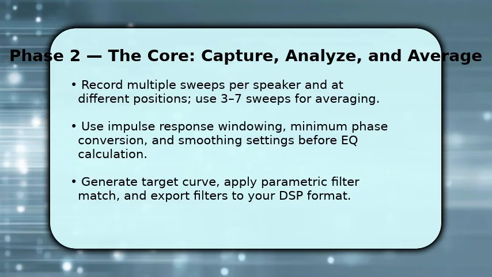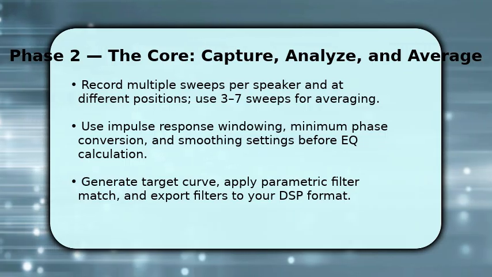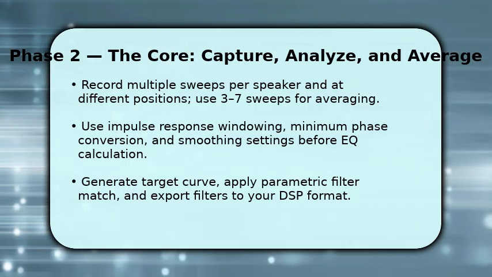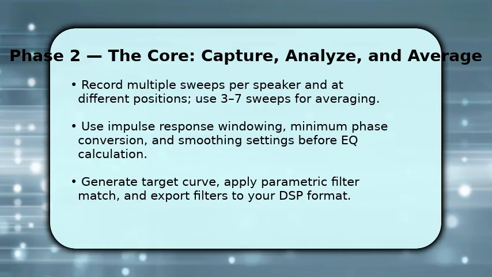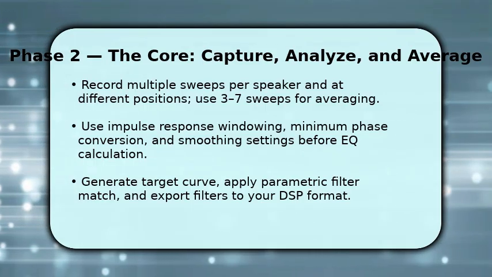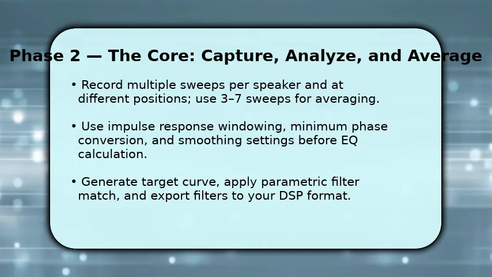Now analyze the impulse response, trim the pre and post echo, apply windowing, and convert to minimum phase for correction. After that, pick your target curve, let Room EQ Wizard propose filters, and tweak Q, gain, and frequency to keep phase stability. Export the final filter set for your DSP.